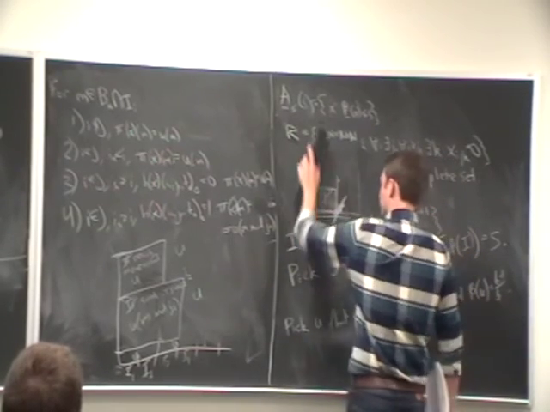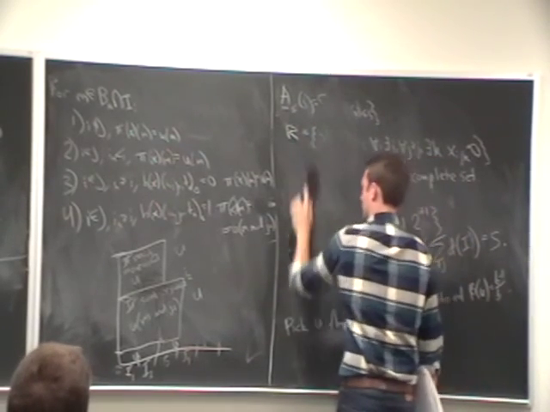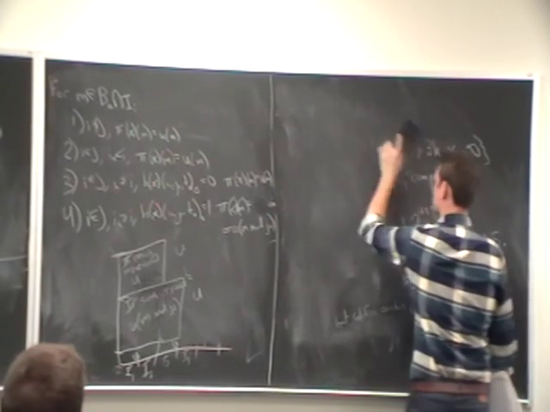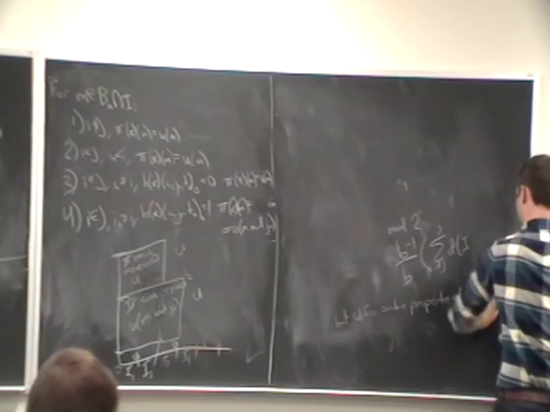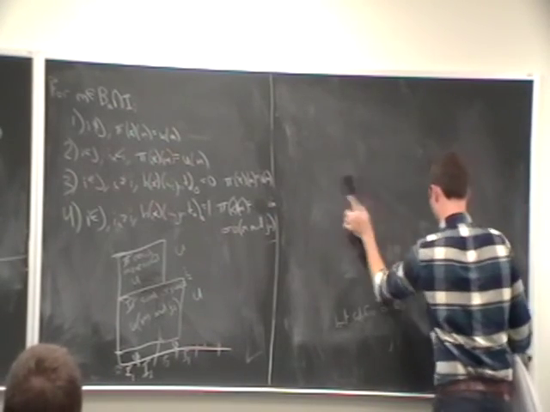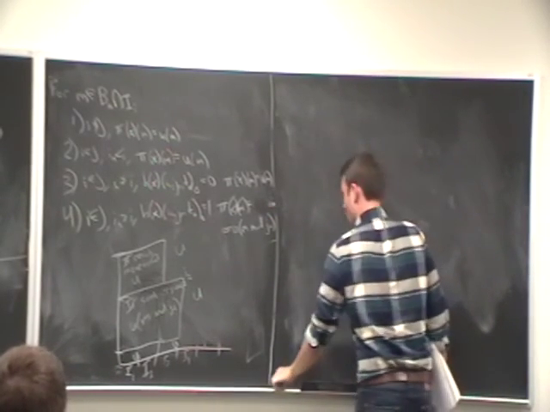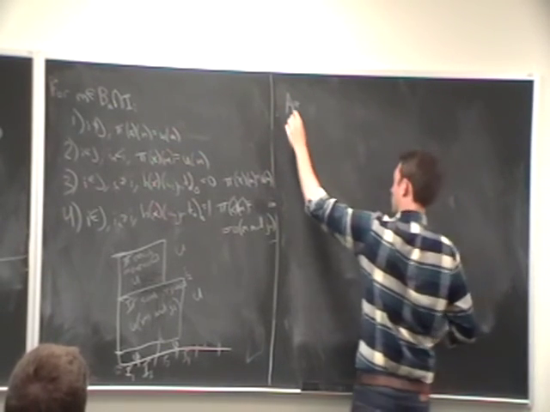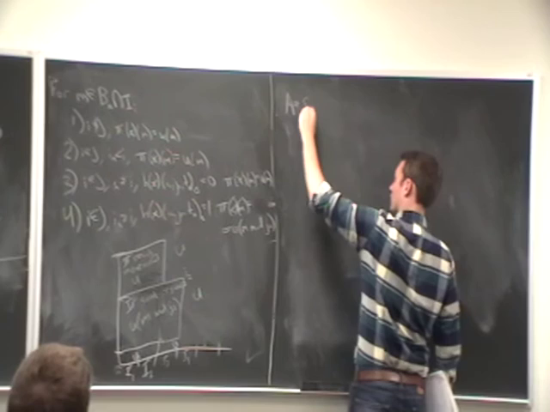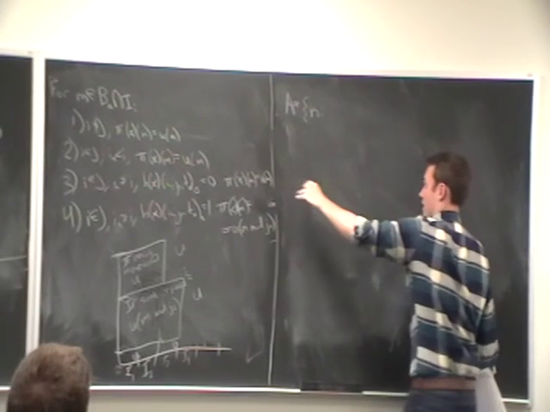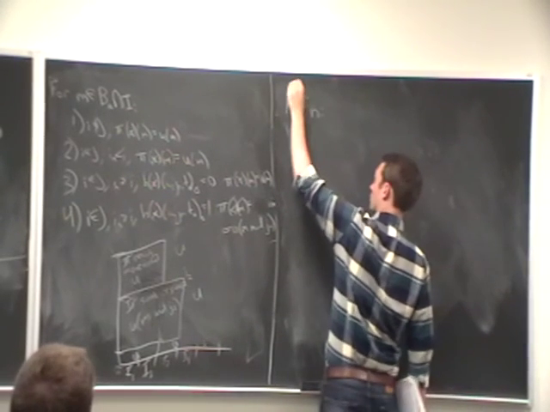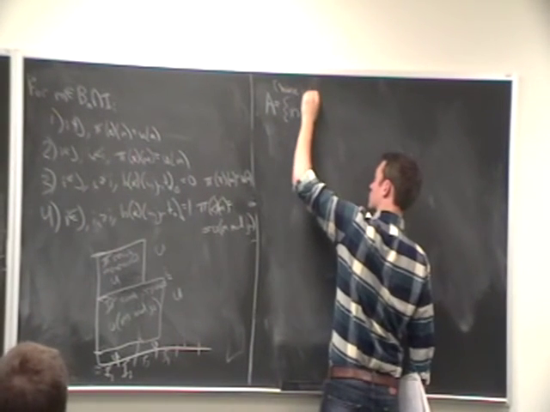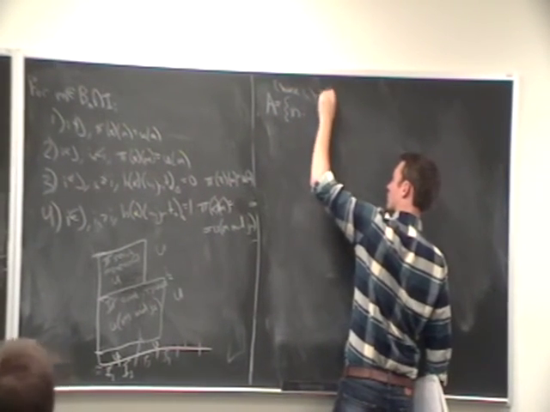Okay? So to make this more clear, let's define the set A to be equal to the set of all integers n such that, so first choose i naught, j naught sufficiently large.